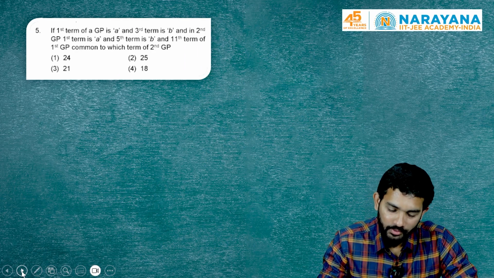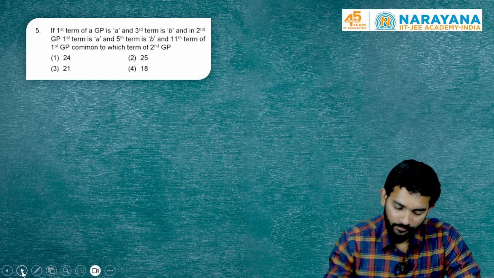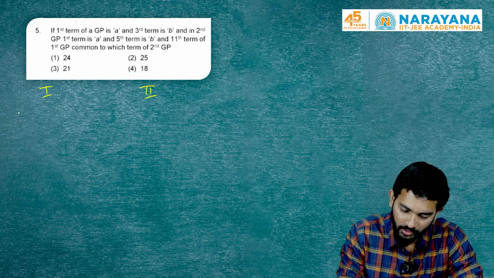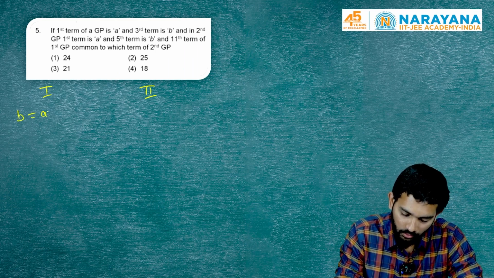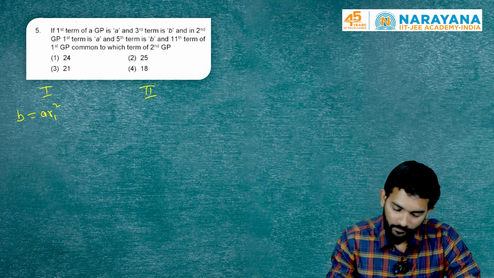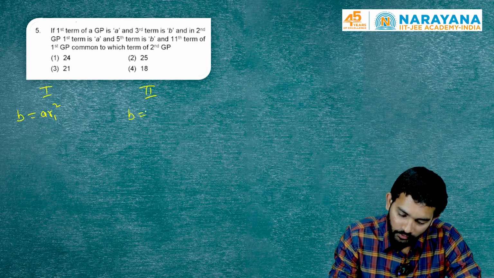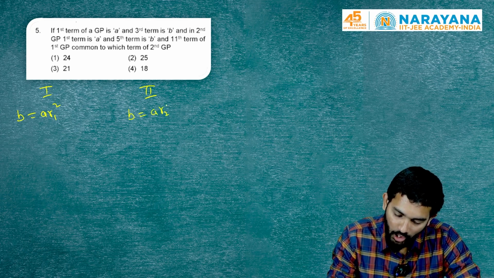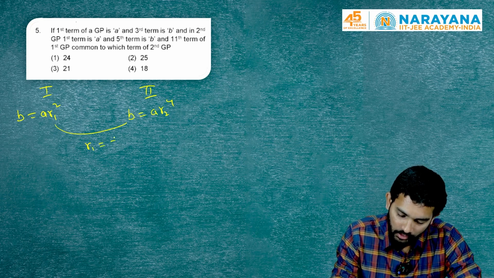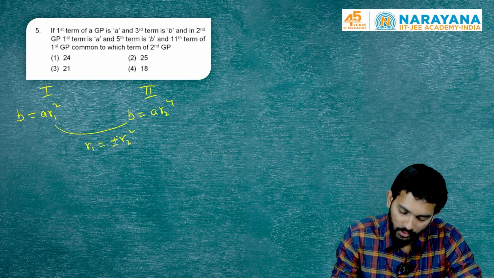The first term of a GP is A and third term is B. So if I am taking two GPs, first GP and second GP, in first GP, third term B is equal to A R1 square, if I assume R1 is the common ratio of the first GP. Here B is the fifth term, so it will be A times R2 power 4. So if I equate these two things, I'll get R1 equal to plus or minus R2 square.